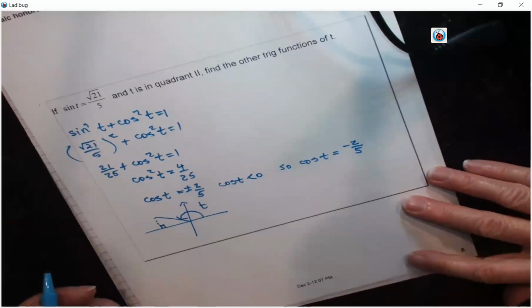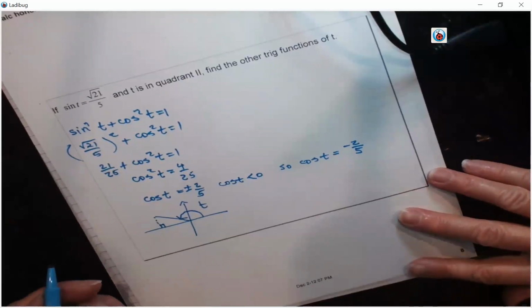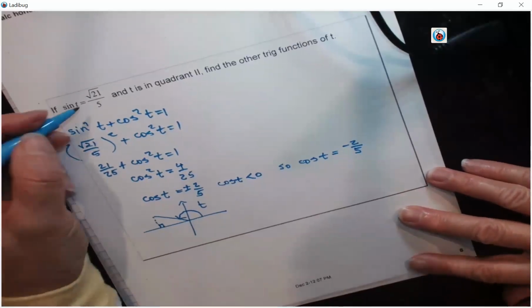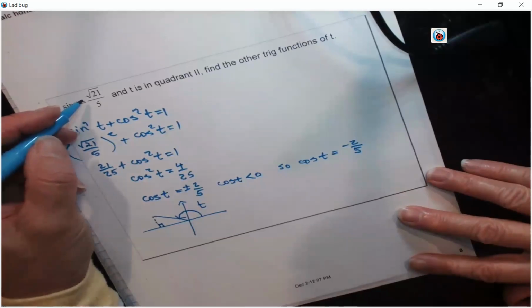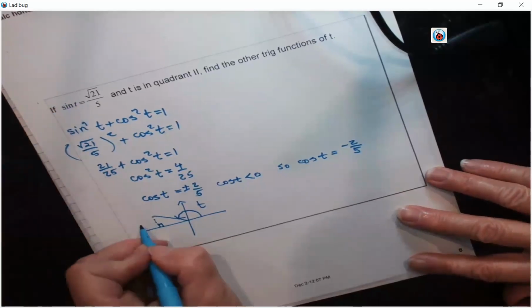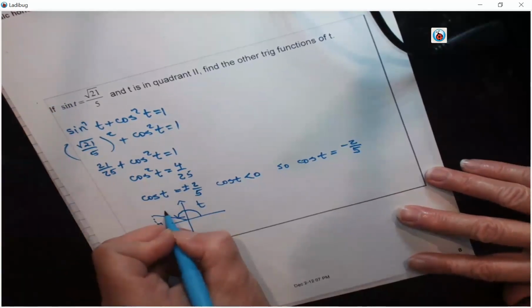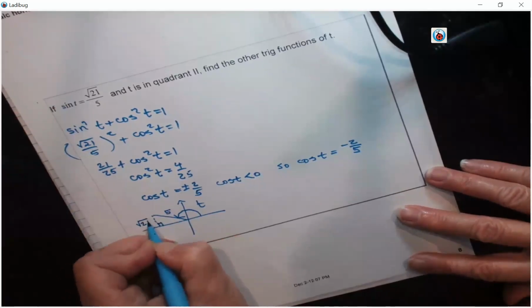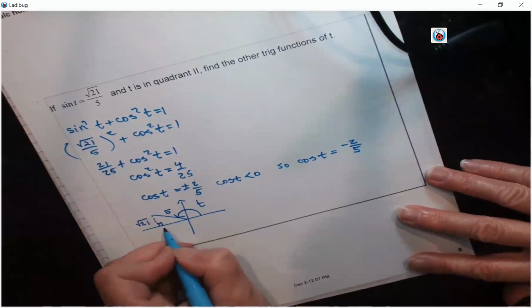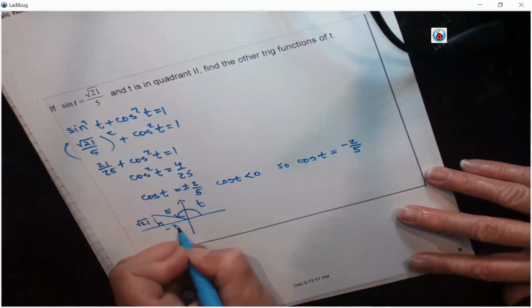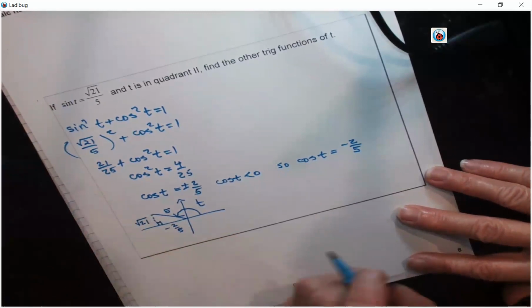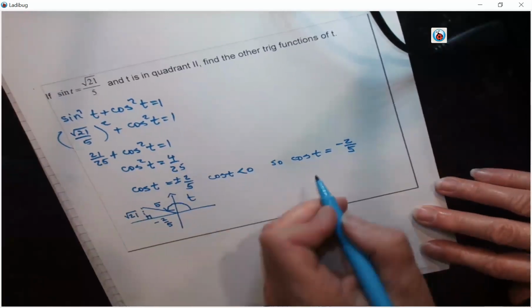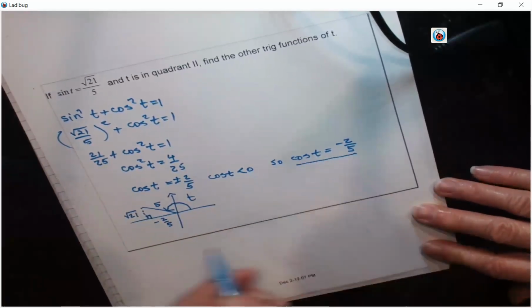A faster way to work on this problem would be this. The sine of t is the ratio of the opposite side to the hypotenuse. So if I instead think of my hypotenuse as 5, and this is the square root of 21, then I can figure out the -2/5 by using the Pythagorean identity. I now know what the cosine of t is.